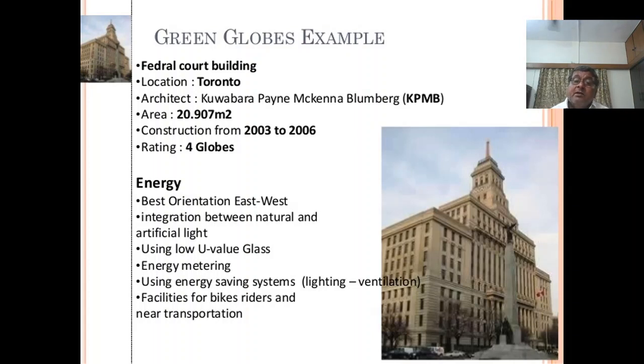Now, features of this Green Globes Federal Court Building. Energy: the orientation of the building is east to west. Integration between natural and artificial light using low ultraviolet value glass. Energy metering using energy saving systems for light and ventilation. Facilities for bike riders and air transportation.